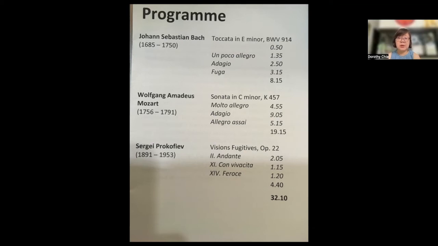You'll notice also that we have gone chronologically from Bach, which is from the Baroque period, 1685 to 1750, Mozart, 1756 to 1791, so this is the classical work, the sonata, and then contemporary work, Prokofiev, Visions Fugitives. The sonata, you'll notice that you have to offer all the movements. You cannot pick and choose only certain movements. So if you offer Sonata in C minor, K457, for example, you have to play the complete sonata.